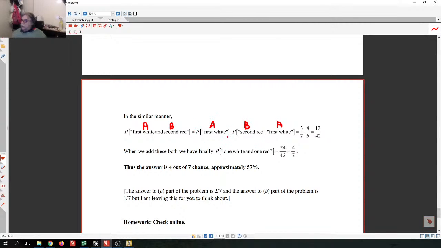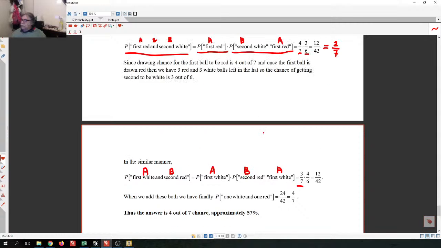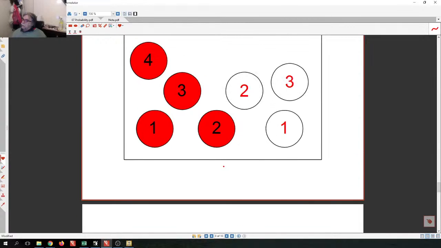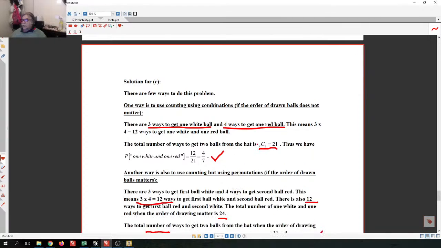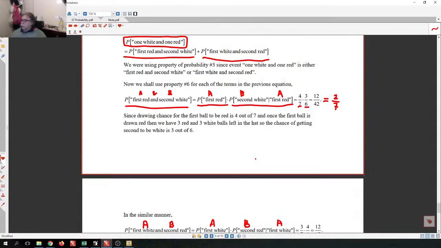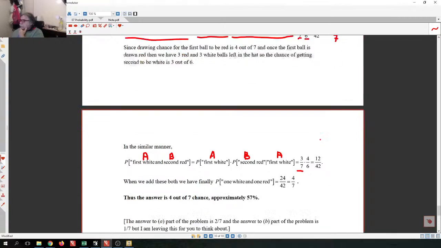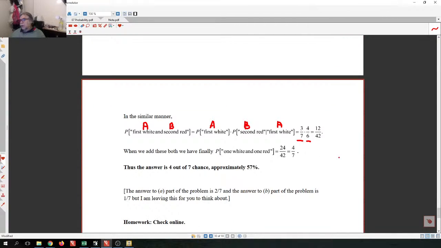So what's the chance to get a first white? Well, 3 out of 7 are white. So the probability of getting the first ball to be white is 3 out of 7. Probability of getting second red once the first one is white: if the first ball is white, then it's out. One white ball is out, so you have 2 white left and 4 red. So it's 4 out of 6, 4 red out of 6 remaining balls. Now you multiply this. 3 times 4 is 12. 7 times 6 is 42. You can cancel that again by dividing up and down by 6. Reduce. So you get 2 out of 7.